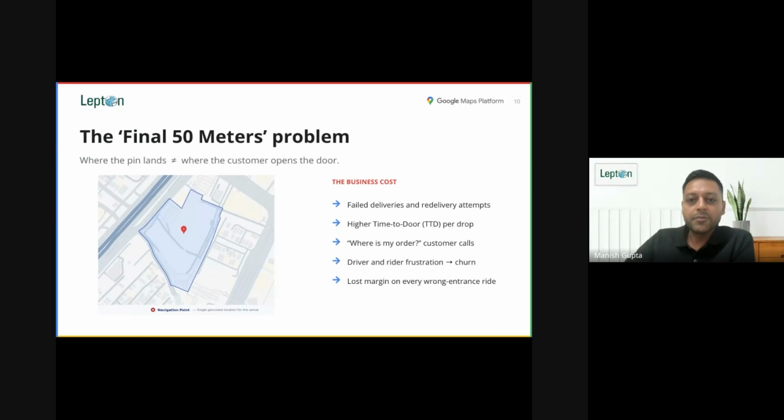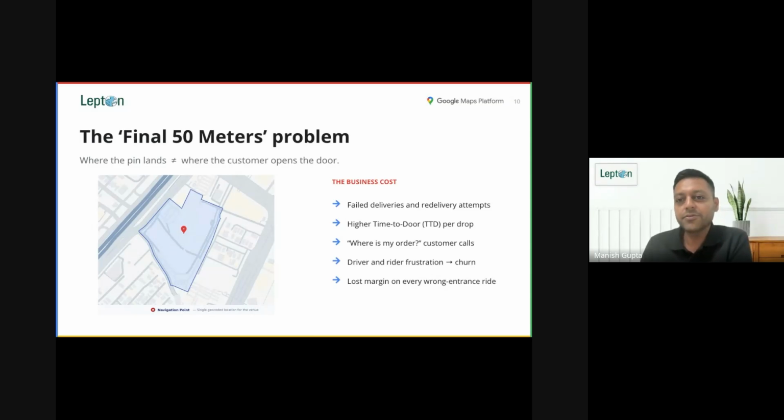So what is the problem? What is happening right now? We see while we speak to a lot of corporates who are onboarded with us, their standard problem has been that there have been a lot of failed deliveries. Now, when a driver can't find the right door, the order goes back to the warehouse. That is money lost on the table. There is a higher time to door, right? There's a higher TTD. They want to reduce it.